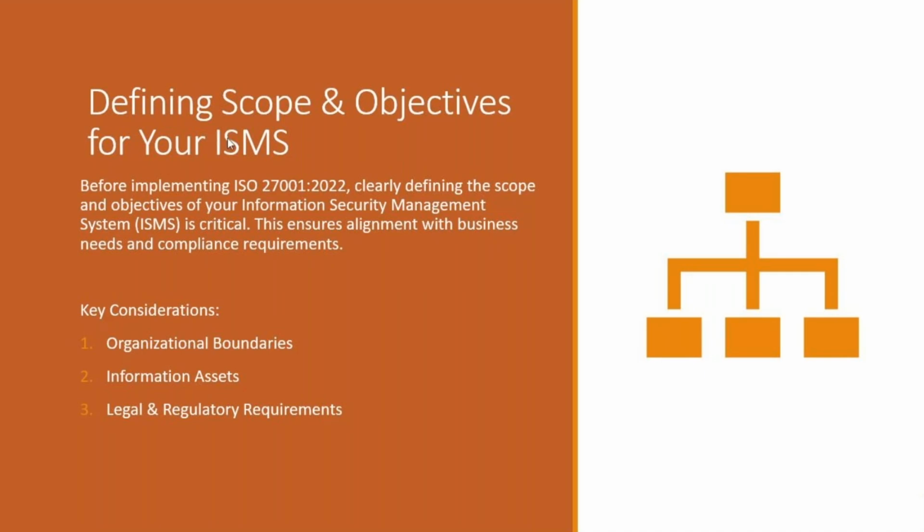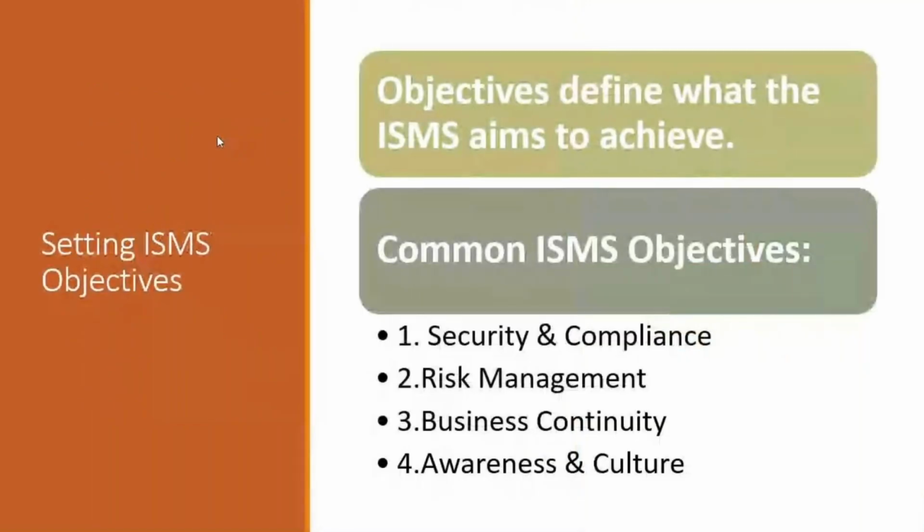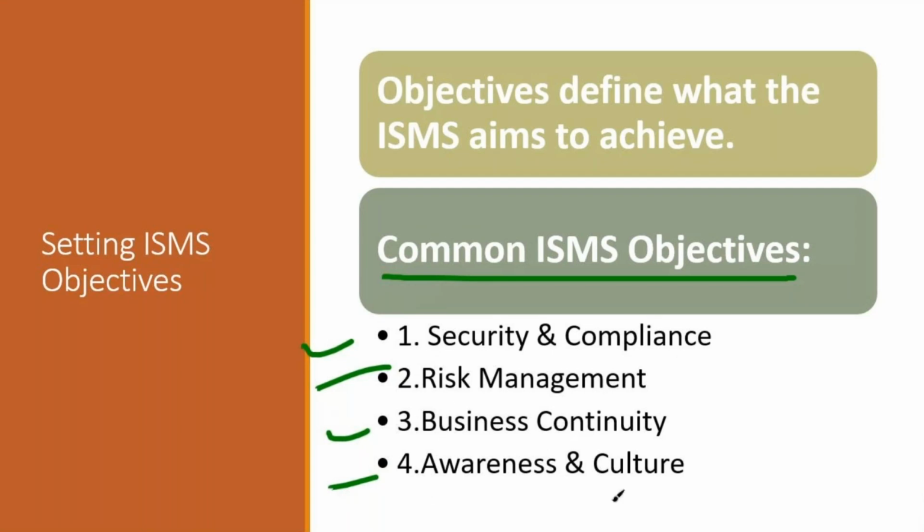Okay, now once the objectives have been set, we will try to achieve that objective. So what will be your common ISMS objectives to be achieved? First, security and compliance, risk management, business continuity, awareness and culture. Just quickly have a look over here. Common ISMS objectives: security and compliance, risk management, business continuity, awareness and culture. It is again following the PDCA cycle over here.